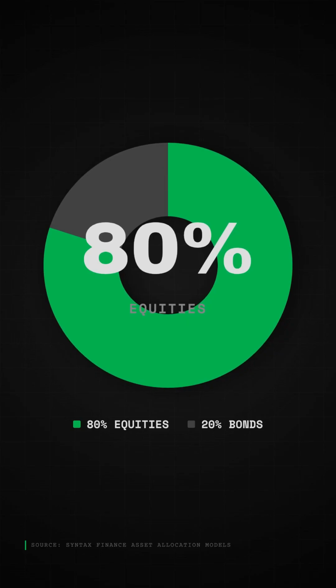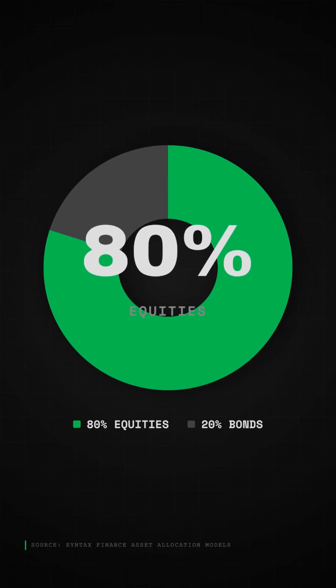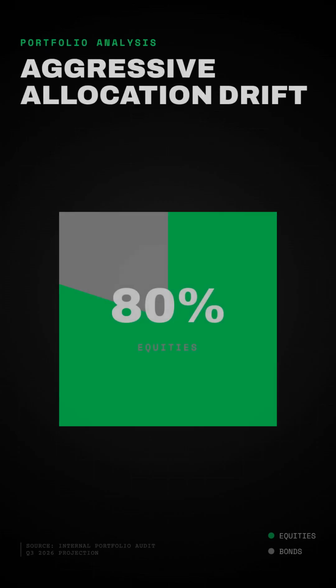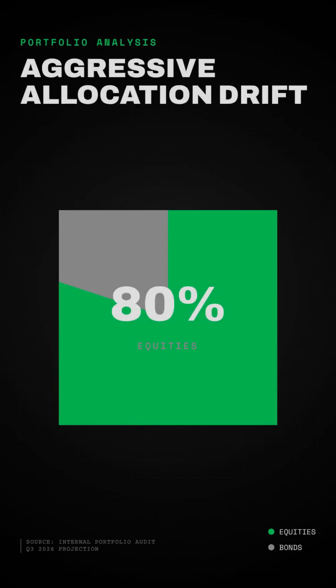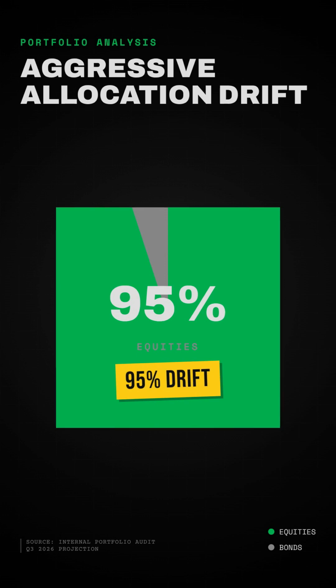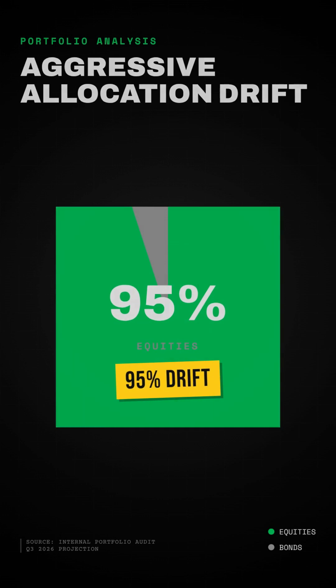That is 80% in a broad market ETF like the S&P 500 and 20% in long-term government treasuries. This is your target allocation, your risk baseline. During a multi-year bull market, your stocks will inevitably grow much faster than your bonds. If you do nothing, your 80-20 portfolio drifts. Without you ever touching it, your portfolio has evolved into a 95-5 allocation.